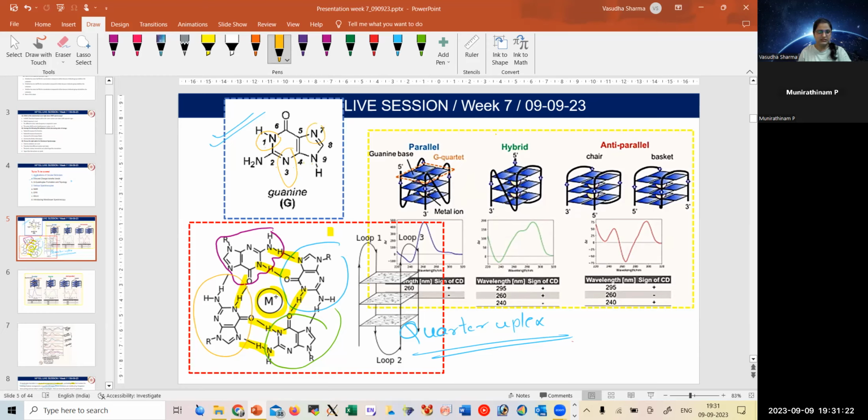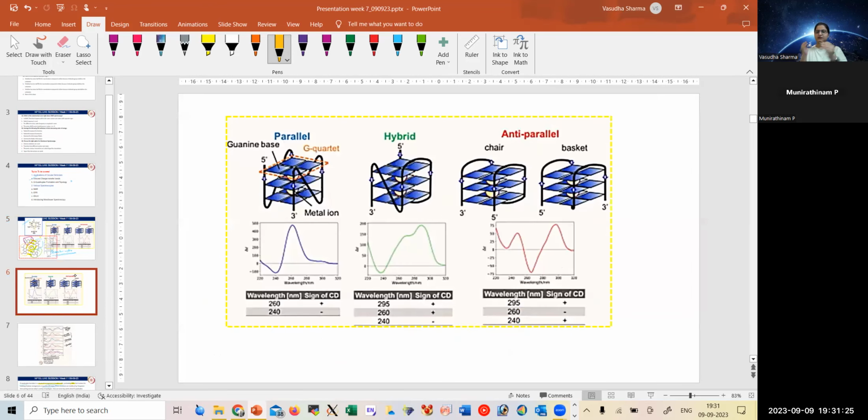When we have 4 units over there, there would be different arrangements, like 3 would be above and 5 would be down, or 3 and 4 would have the same movement. So based on the topology, the 4 units would stack with each other and give you either the parallel shape, the anti-parallel one, or the hybrid one. In parallel, both the 3' and the 5', the nitrogens we were representing, would be facing a similar direction, like this way and this way. In anti-parallel, they would have an opposite direction, like this way. In anti-parallel there are 2 further topologies, the chair form and the basket form.